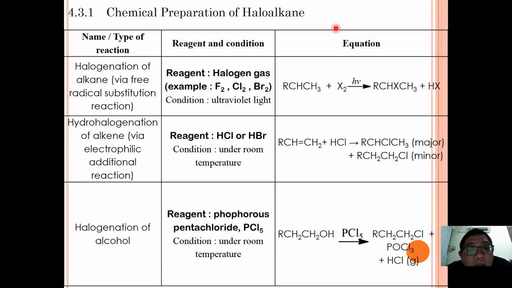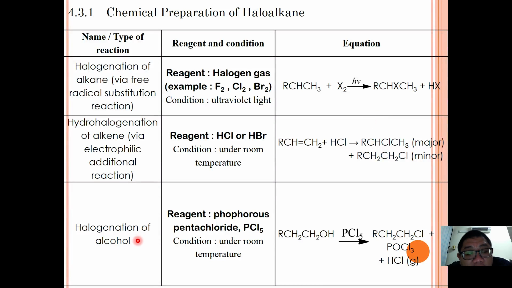And then you also have hydrohalogenation of alkene via electrophilic addition reactions. We also had a look at the mechanism previously. So this is how we react. So you react with HCl or HBr at room temperature. Sometimes you might even need an organic solvent. And this reaction reacts according to the Markovnikov rule. So you have major and minor products in here. So what is the Markovnikov rule? Maybe you would like to check back on the alkene subtopic from last time.